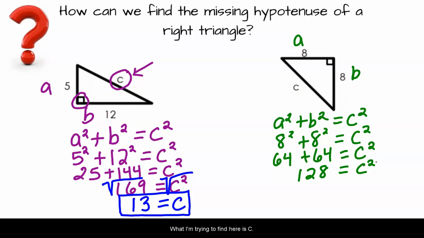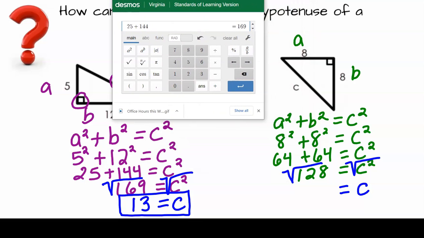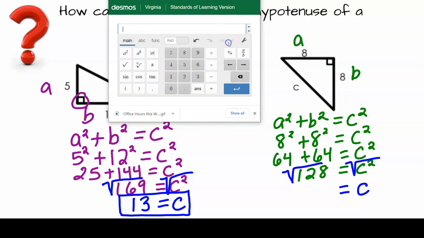So I know that C squared is equal to 128. But what I'm trying to find here is C. So in order to do this, I'm going to find the square root of both sides. I know that the square root of C squared is C because C times C is C squared. For the next part, I'm going to find the square root of 128. And for this, I'm going to use my calculator. So I'm going to put 128 in my calculator. I put in my square root key, and I put in 128.